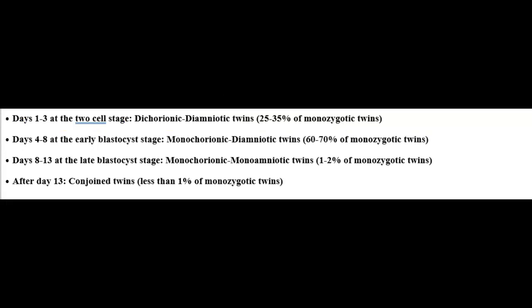So day 1 to 3, diamniotic, their own placentas. Day 4 to 18. So we have different kinds of twins depending on when they separate. After day 13, conjoined twins.